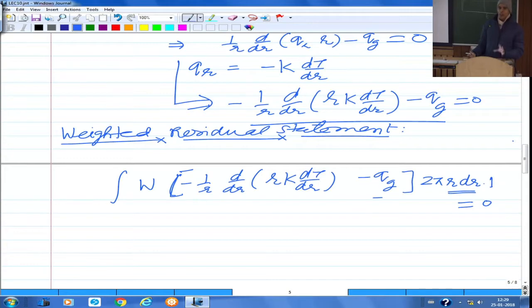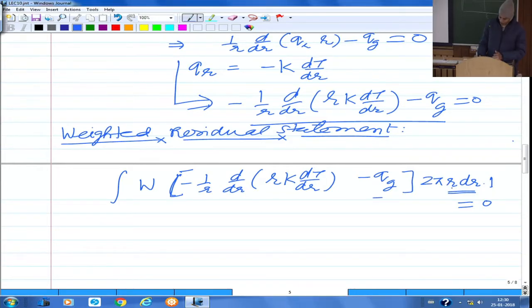What is important is that when you are writing the weighted residual statement, the integration of the residual multiplied with the weight function is over the entire volume. Because in case of 1D problems, we were assuming a cross-sectional area; of course the volume would have been A into dx, but if the cross-sectional area within the domain is constant, these things do not change.